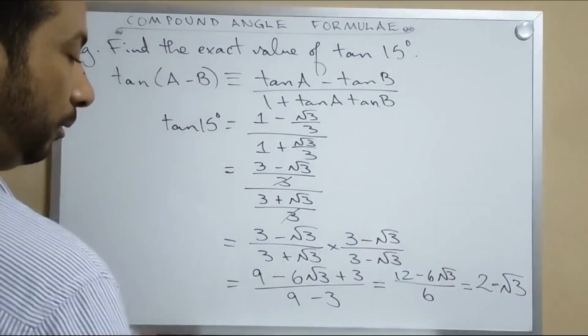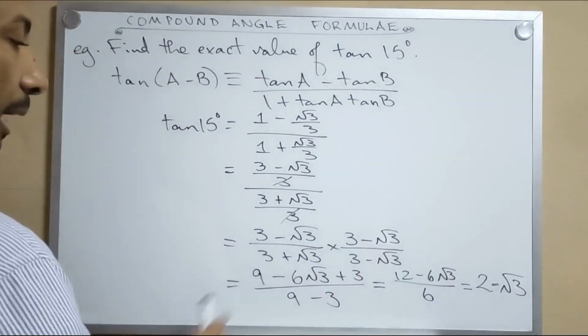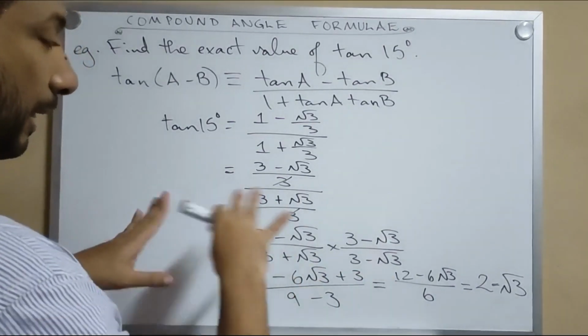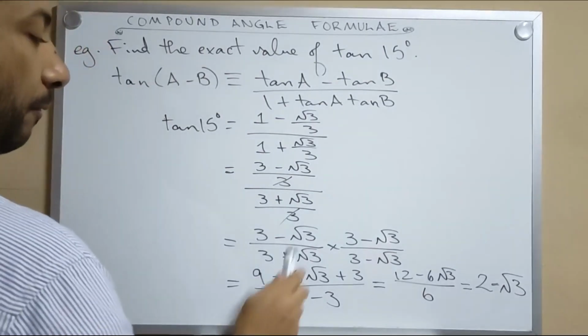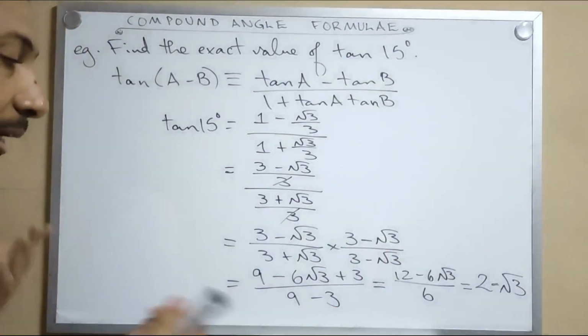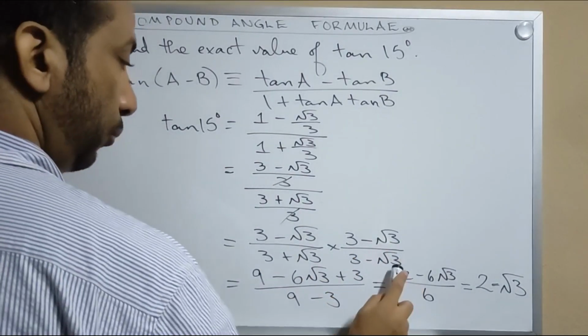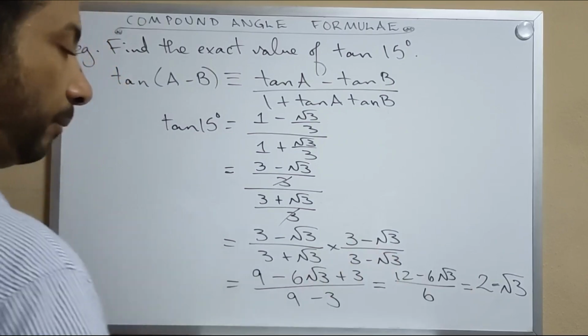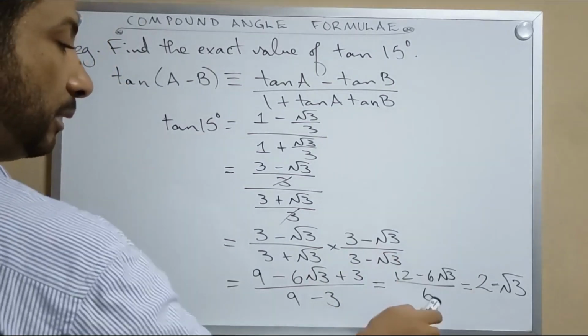For the denominator, 3 times 3 is 9. I'll have 3 times negative root 3 and that 3 times a positive root 3, which will cancel each other out. And then finally, positive root 3 times negative root 3 will give me a negative 3. Simplifying, 9 plus 3 is 12. So in the numerator, I'll have 12 minus 6 root 3. And then in the denominator, 9 take away 3 is 6.